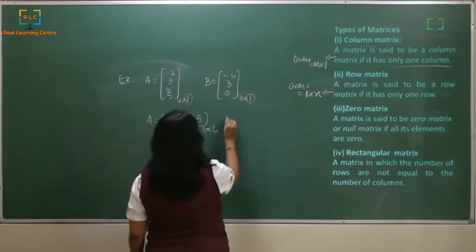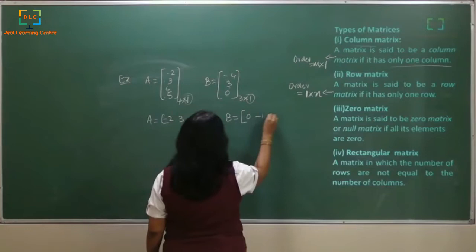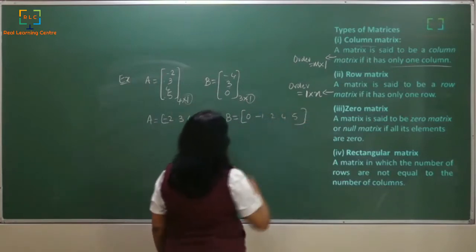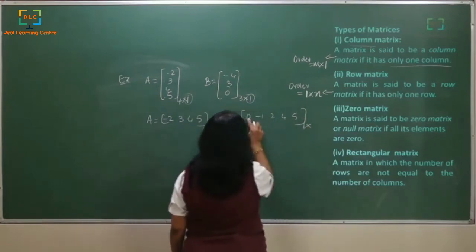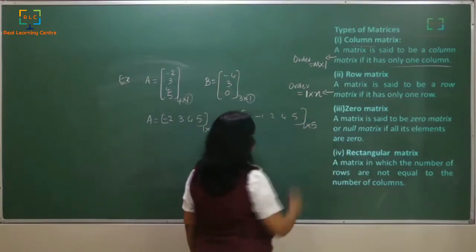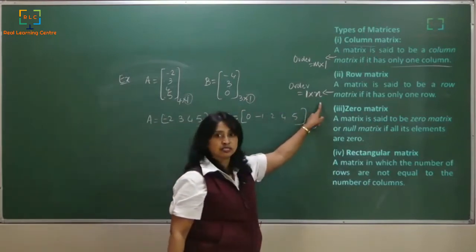Similarly, here I shall write a different example. B equal to 0, minus 1, 2, 4, 5. Now what is the order of this matrix? Only one row is there, but how many columns? 1, 2, 3, 4, 5. It is 1 cross 5. So we write the order of the row matrix as 1 cross n.